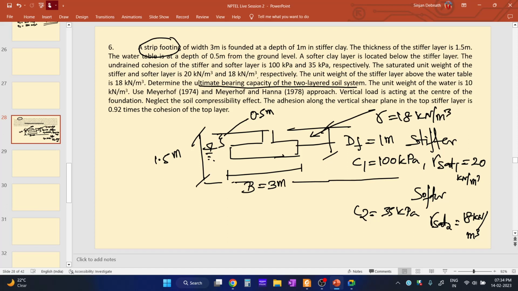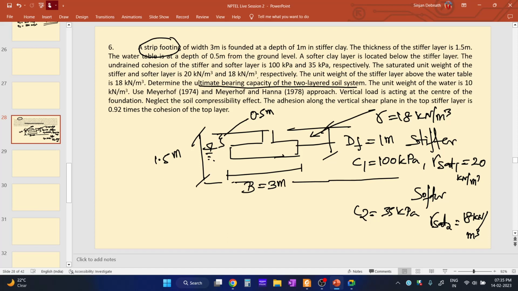Determine the ultimate bearing capacity of the two layered soil system. The unit weight of the water is 10 kilonewton per meter cube. We need to use the Meyerhof and Hanna 1978 approach. The vertical load is acting at the center of the foundation, so there will be no inclination factor. We need not consider the inclination factor since the load is acting vertically, and neglect the soil compressibility effect. So that means there is no need to incorporate the Cc, Cq and C gamma factors.